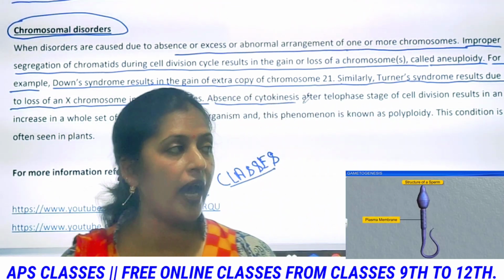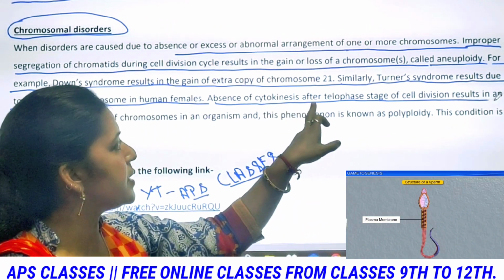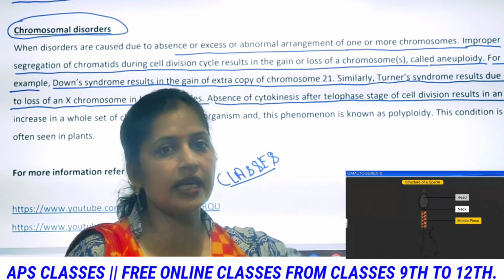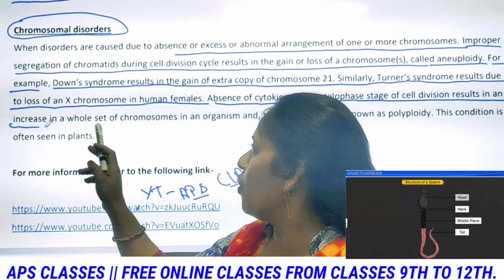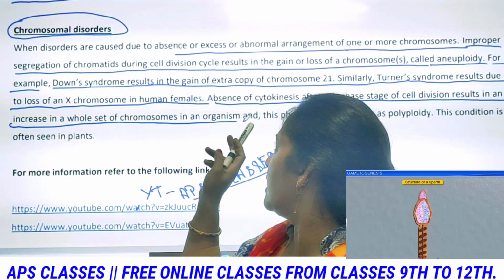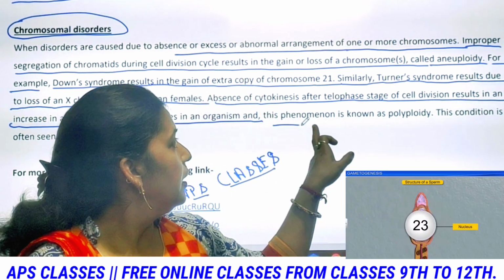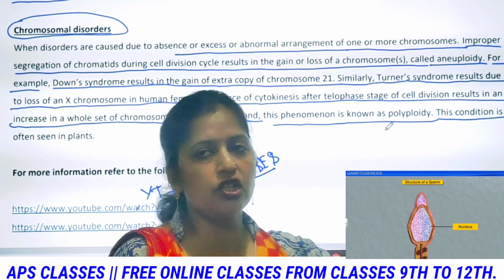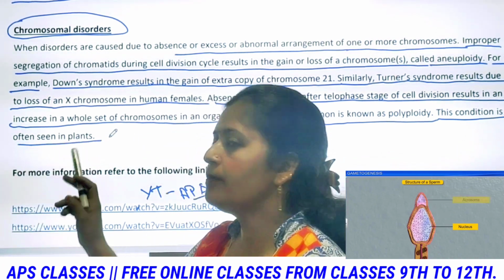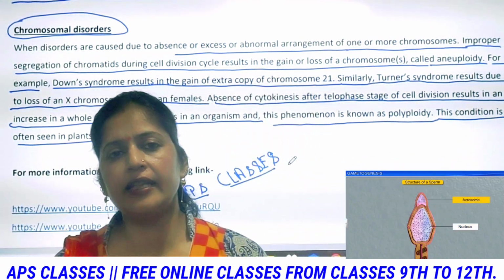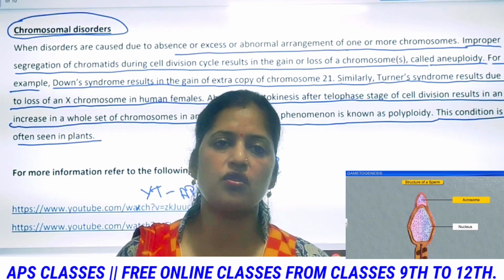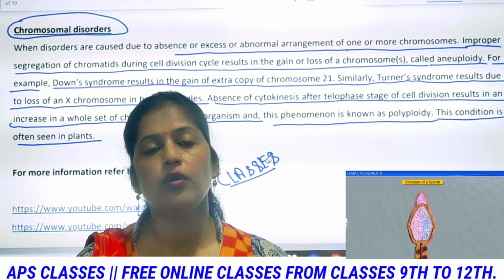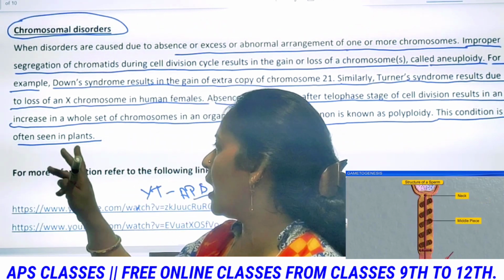Absence of cytokinesis after the telophase stage of cell division results in an increase in a whole set of chromosomes in an organism, and this phenomenon is known as polyploidy. This condition is often seen in plants. It is not only possible in human beings, but it is also possible in plants.